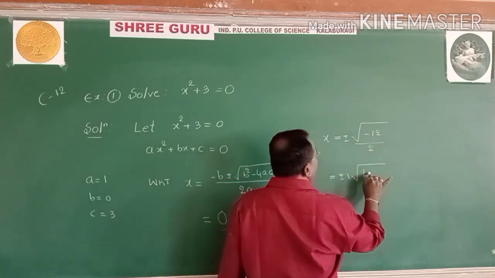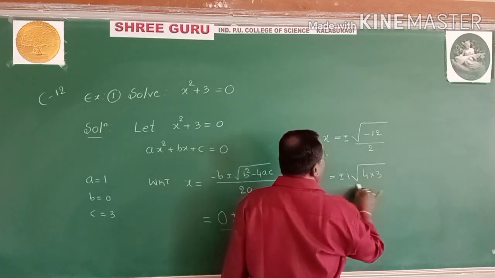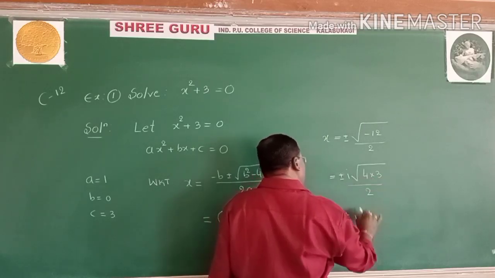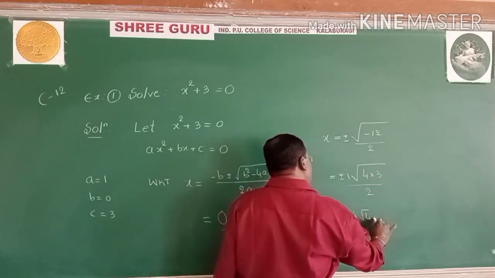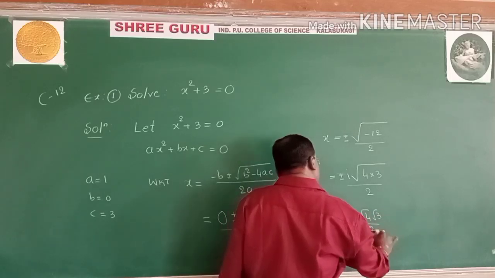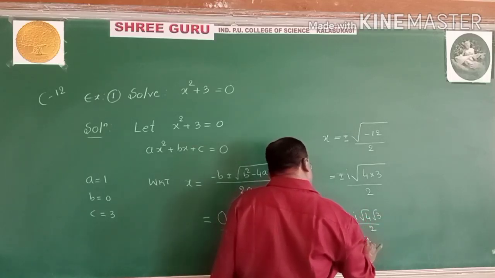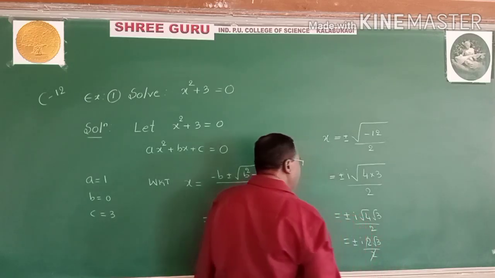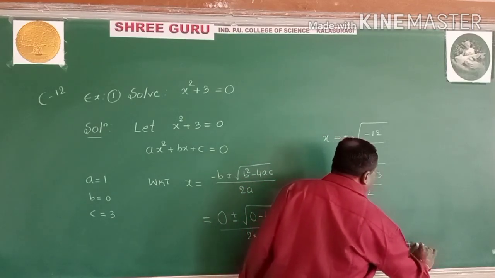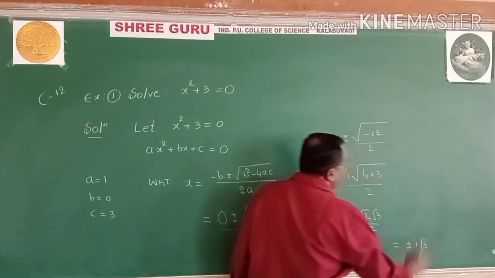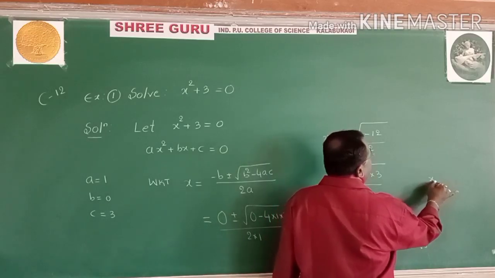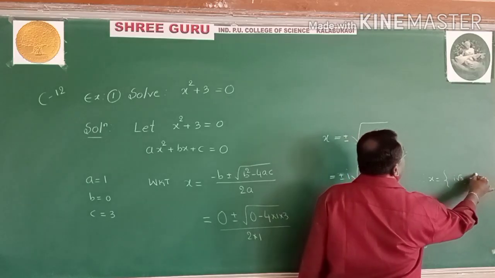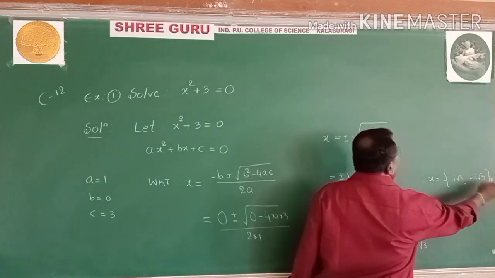12 can be written as 4 into 3 divided by 2. Plus or minus i, root 4 and root 3. Root 4 is 2. 2 root 3 divided by 2, 2 gets cancelled. X value is plus or minus i root 3. Solutions, therefore, x is what? One is i root 3, positive i root 3. Second one, minus i root 3. These two values.